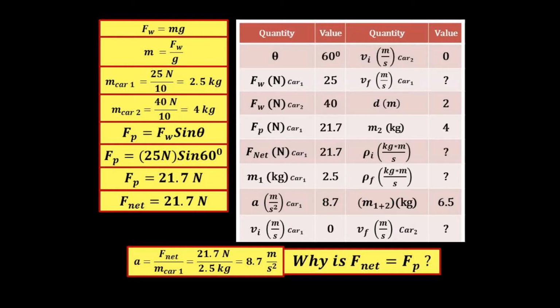You should ask yourself, do you understand that? Why is F net equal to Fp? If you don't understand, ask me in class. Acceleration, as you know, is the quotient of F net over its mass. Now, also listed is the initial velocity of both cart 1 and cart 2.